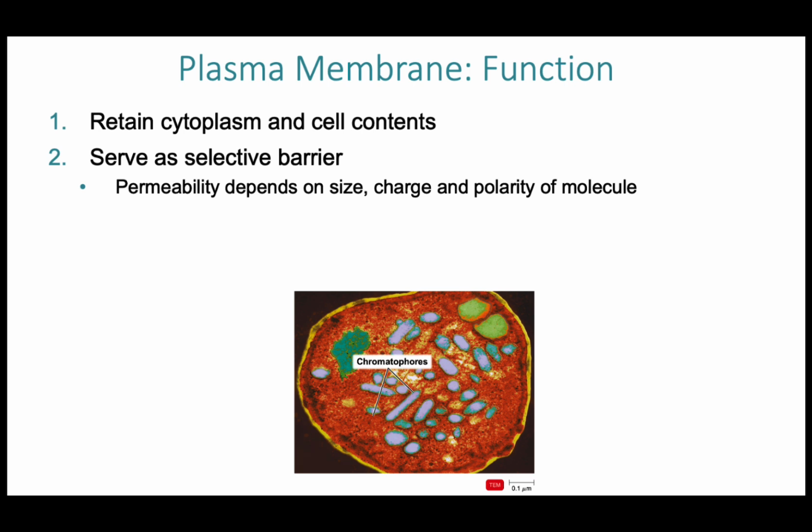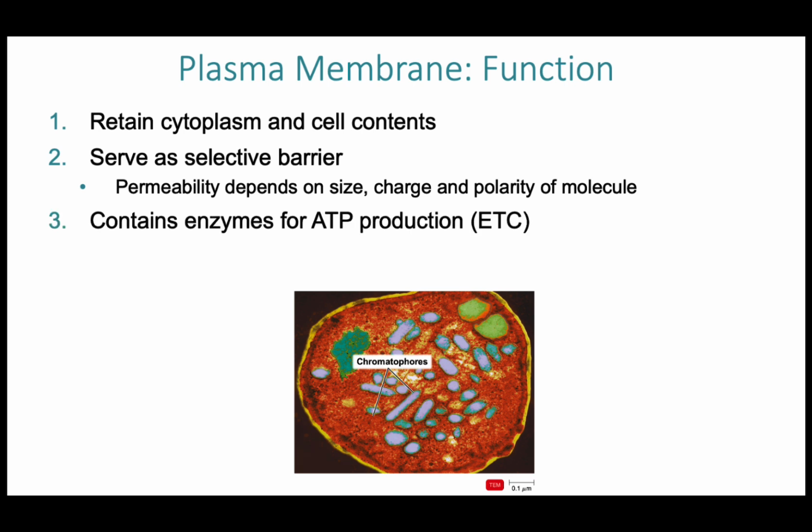Oftentimes, cells don't necessarily want to let things in that are like ions. We have to use specific transporters to get ions in. But sometimes water can freely flow through the membrane because it has a little bit of polarity that allows it to come through.